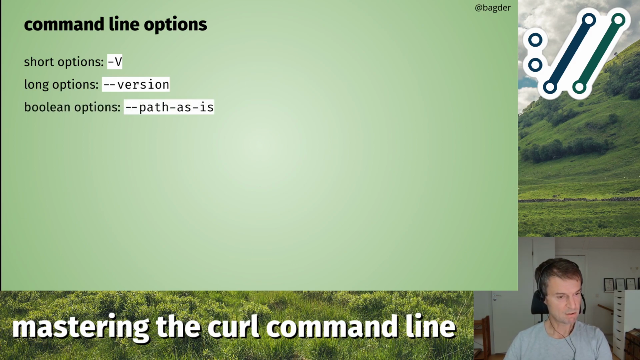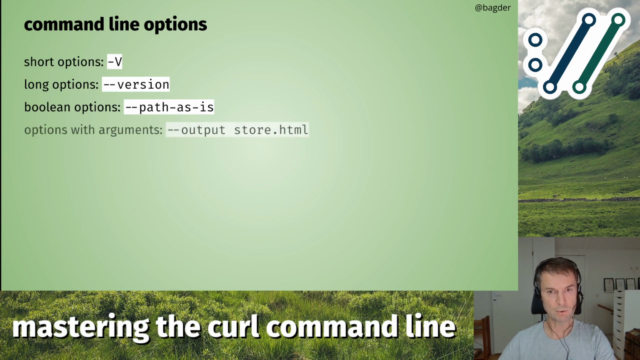Some of the options, or a lot of them actually, are just Boolean. You just put them there, and it's enabling this. Here's an example, the --path-as-is option. It switches it on, like a light switch. We switch on path-as-is. We want curl to do path-as-is, so use this option.